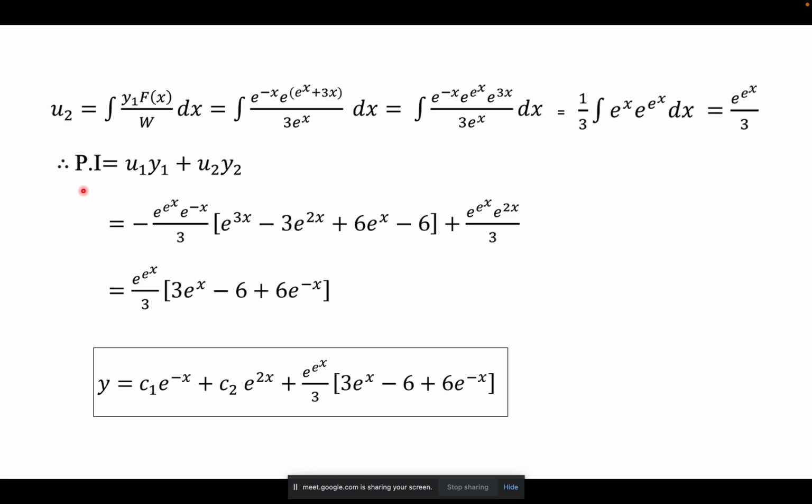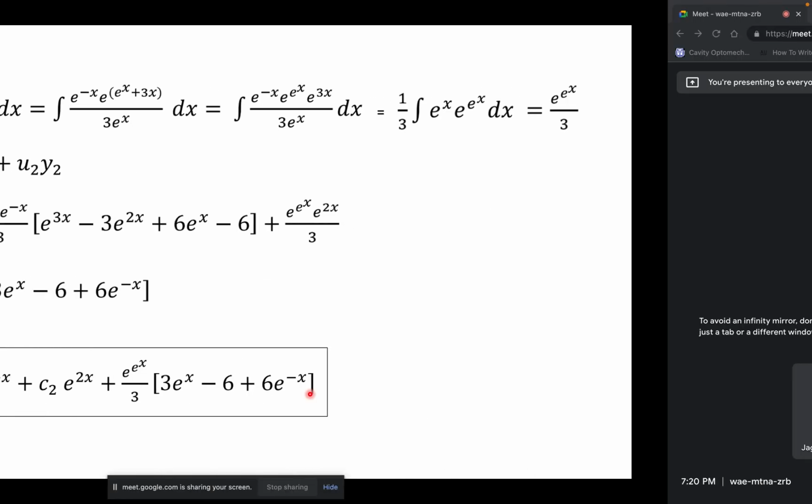So basically the particular integral can be written as u1 times y1 plus u2 times y2, right? So you can club both u1 and u2, and write your complete particular integral in this form. So now you have both the complementary function as well as the particular integral of the differential equation. So the general solution can be written as y is equal to CF plus PI. So CF is c1 e power minus x plus c2 e power 2x, and then PI is plus e power x upon 3 times (3e^x minus 6 plus 6e^minus x), right?